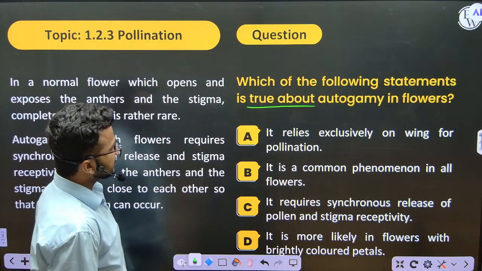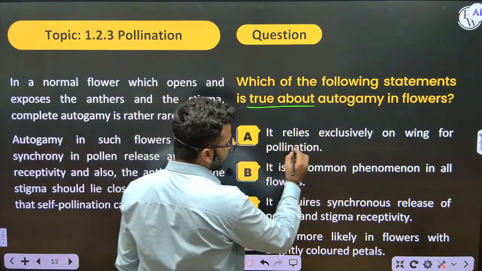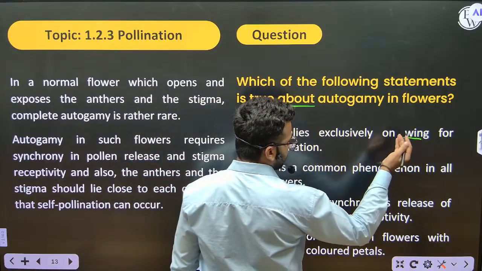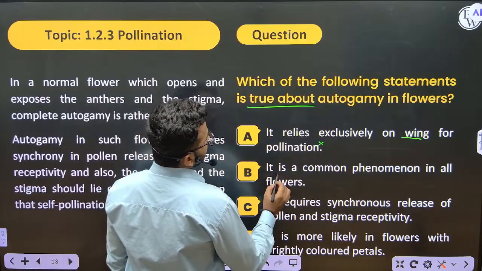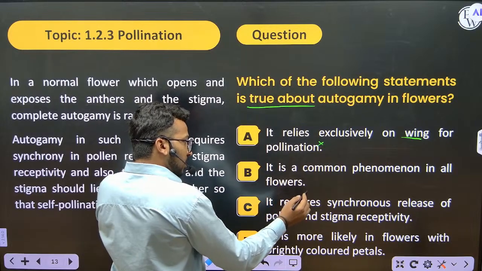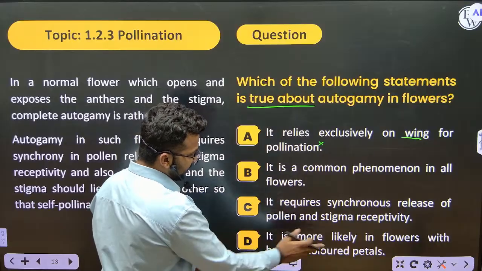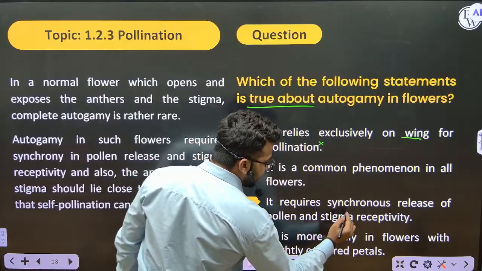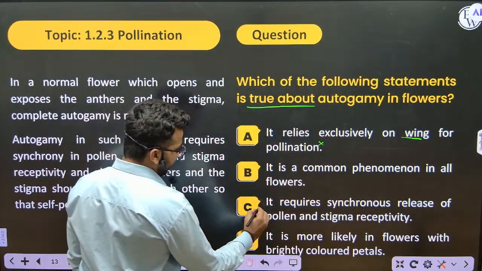Which of the following statements is true about autogamy in flowers? It relies exclusively on wind for pollination. No, there is no requirement of wind there. Wrong, it is incorrect. They are asking which is true, no? It is a common phenomenon in all flowers. So we'll read the others also, and keep this as optional. It requires synchronous release of pollen and stigma receptivity. So it is correct here.